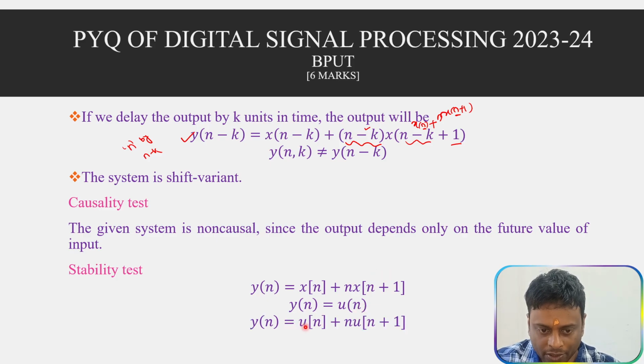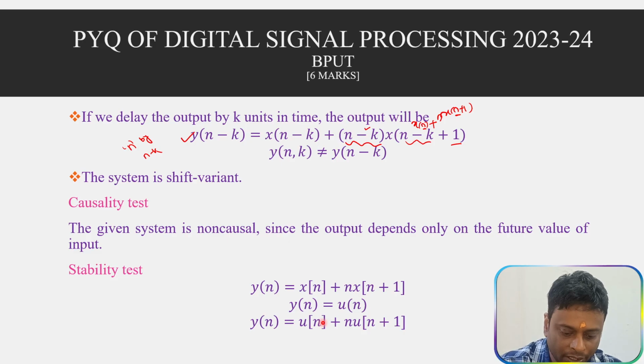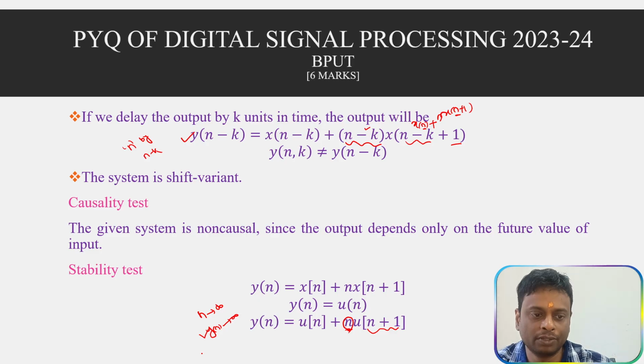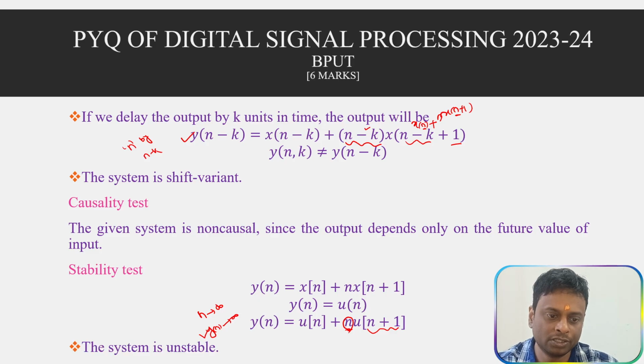You can see y of n equal to u of n plus n into u of n plus 1. In this case, if we put n tends to infinity, then y of n also goes to infinity. Because u of n is a bounded input signal, but there is an n over here, if we put n equal to infinity, y of n goes to infinity. That is why this is not a stable system. So this system is not stable.